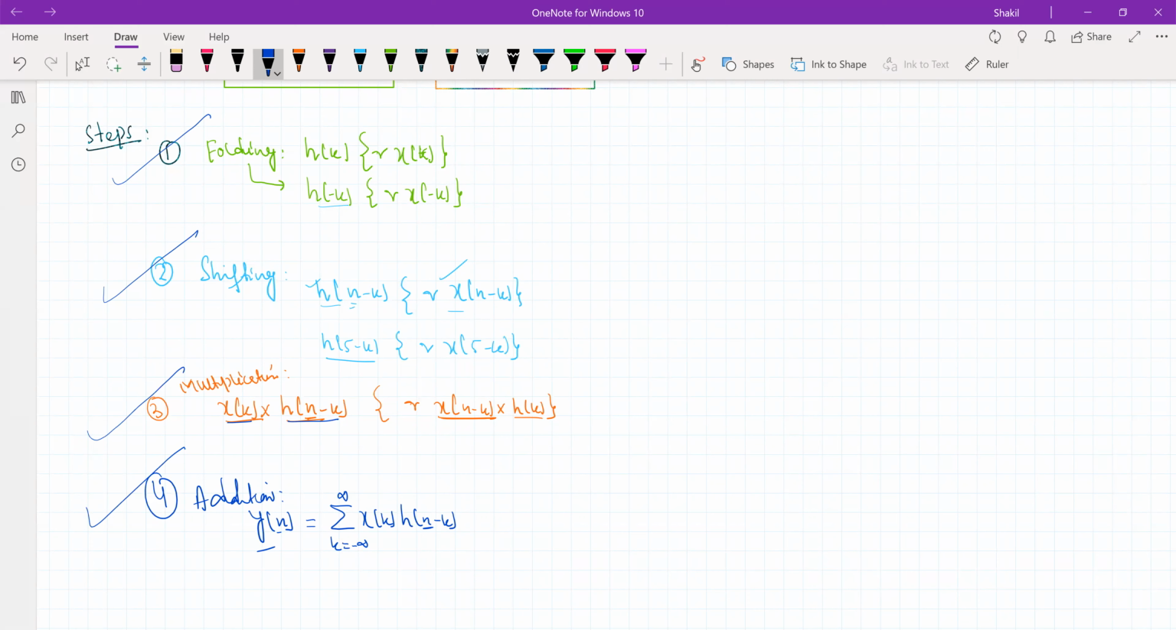All right. Now, in the next session, we'll solve an example to illustrate these four operations. All right.